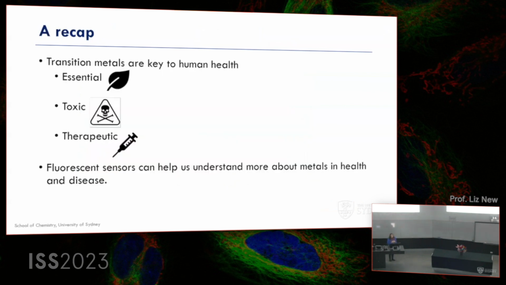So that's just the end of my quick story about metals in health. A recap: transition metals are key to human health. Some of them we need to survive. Some of them kill us. Some of them have therapeutic applications. But we can use fluorescent sensors like what we do in our lab to help us understand more about these interactions. I think that's it.